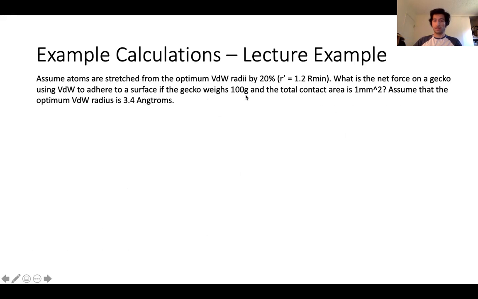The gecko weighs 100 grams, and the total contact area between the gecko and the surface is 1 square millimeter. We're also assuming that the optimum van der Waals radius between the two carbon atoms, which we're assuming is the main surface interacting in this van der Waals interaction, is 3.4 angstroms. So the first part of this calculation asks: what is the net force that the gecko is going to experience if we stretch the van der Waals radii to 1.2 R min, moving from the minimum radius to 20% more?